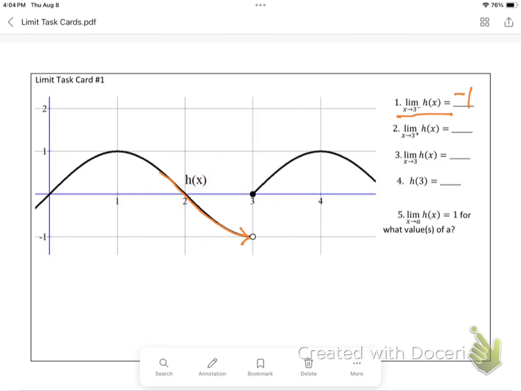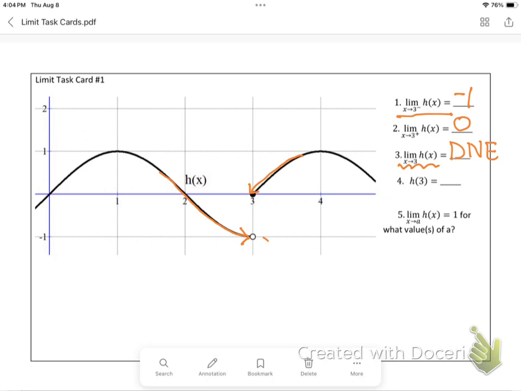The next question wants me to find the limit as x approaches 3 from the right-hand side. That's going to give me a limit of 0. Question 3. Well, this limit only exists if we have the same output approaching 3 from the left and the right. And we can see from the previous two questions that the left and the right-hand limit are not equal. That tells us our limit does not exist.